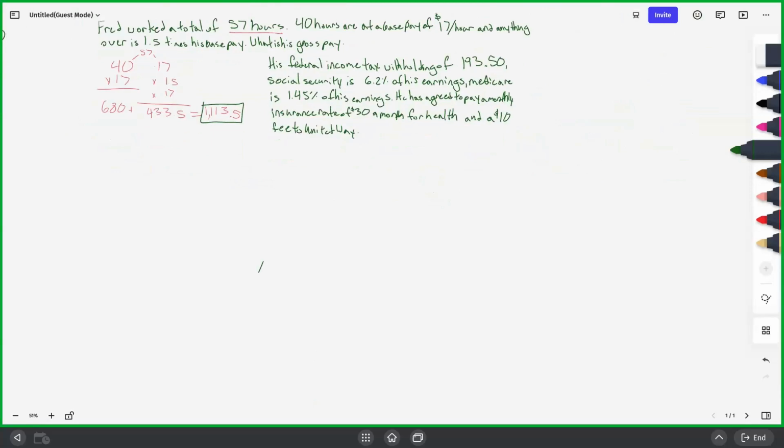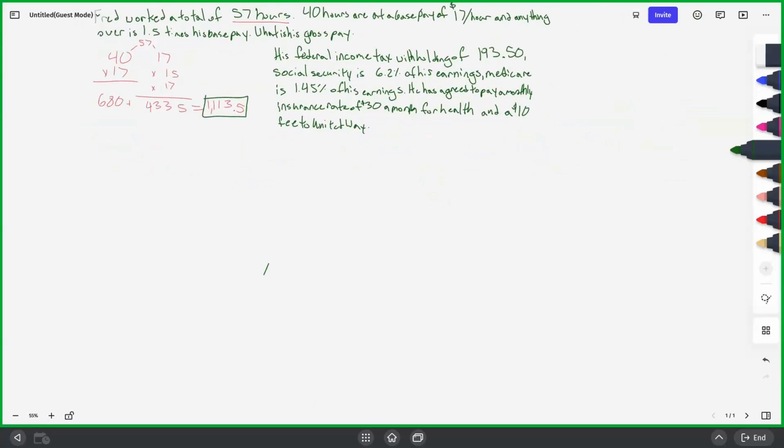Bring this up here. So what do we start off with for figuring out the net pay? We're not doing the journal entries yet. We're just doing the net pay. What's the first number we start off with? 1,103.5. We're gonna add a 0 because we're working in monetary units. So what's the first thing we have to deduct? Federal withholding. Federal withholding, 193.50.